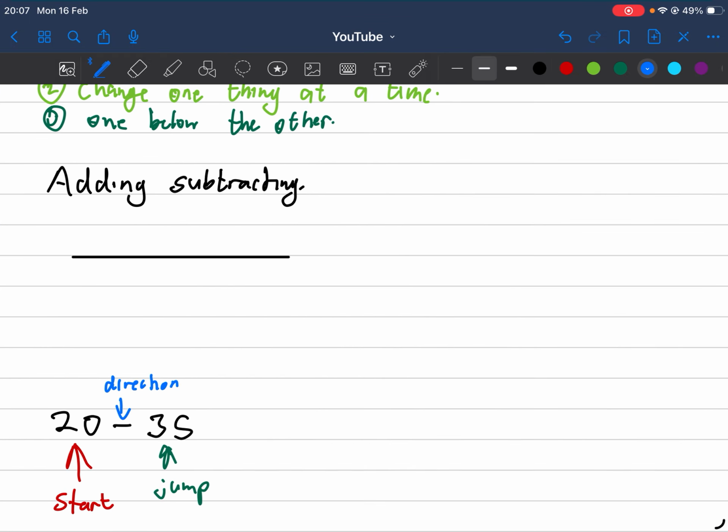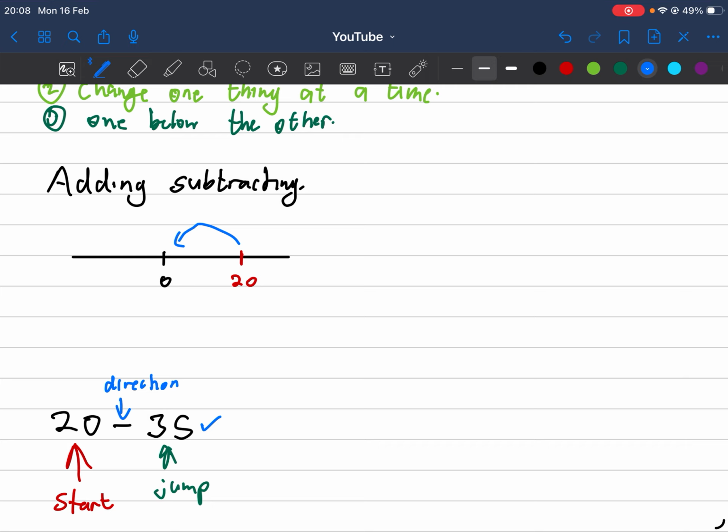Alright, so let's see how that works now. So we're going to start at our 20. So suppose our 20 is somewhere here. I'm not going to fill in every single number in this case. I'm going to keep focus on the main concept. So we should have 20 somewhere and we know we'll have a 0. Now we're jumping to the left. So if you're jumping from 20 to the left, we have to jump 35 times.